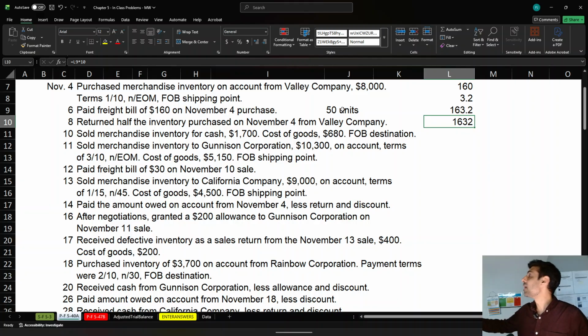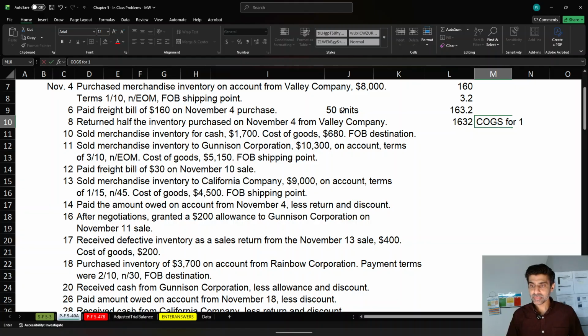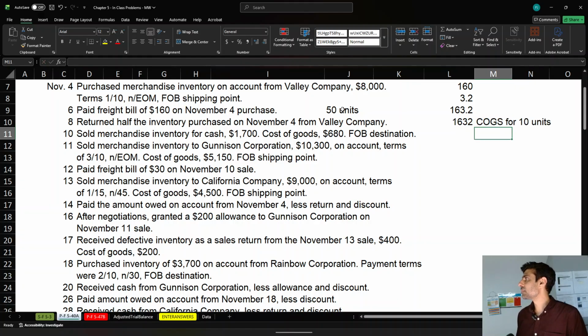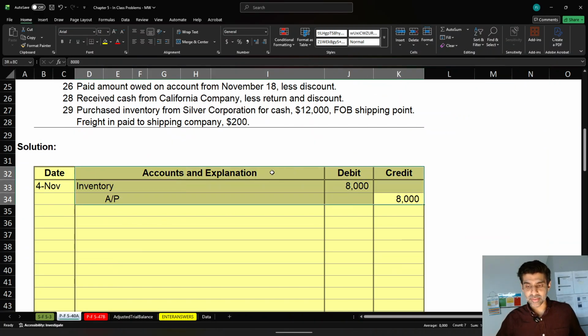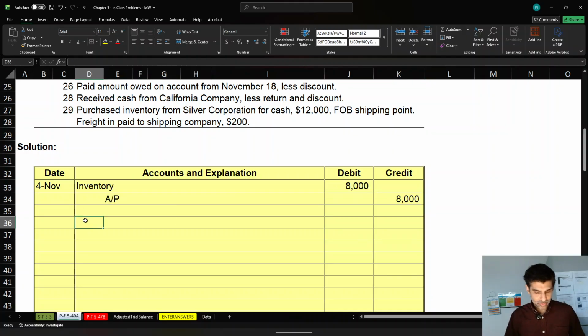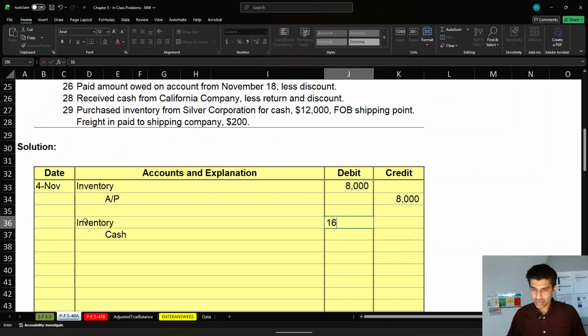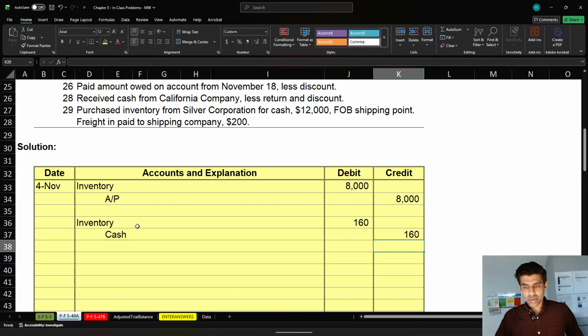Okay, does that make sense? How that freight cost would eventually be expensed? Because again, this is my cost of goods sold for 10 units. Until then, it's going to be stored in inventory, just like this 8,000. So it's going to be inventory, and it said paid for, so we're going to assume it's cash. Okay, makes sense? Everyone good with this?